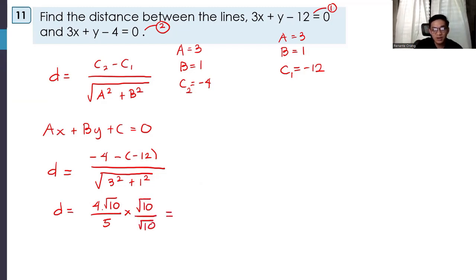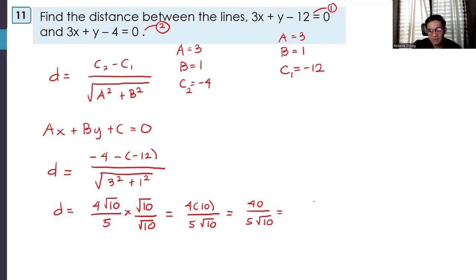So therefore, 4 square root of 10 times square root of 10. Ito is magiging 4 times 10. Then sa baba, 5 square root of 10. So therefore, simplify natin, magiging 40 divided by 5 square root of 10. 40 divided by 5 is 8 over square root of 10. And that is our answer. Pero again, pwede na to nasagot. What if lang po wala siya sa ating choices.